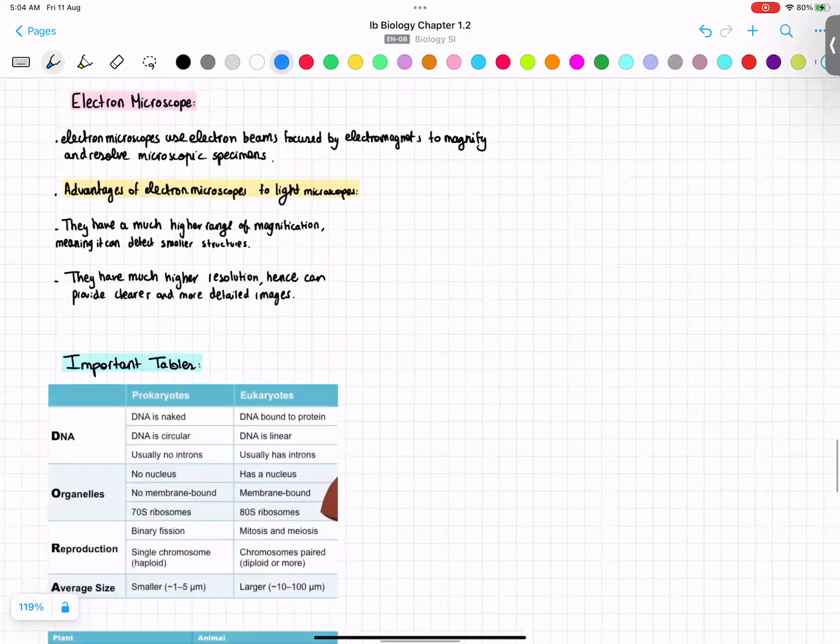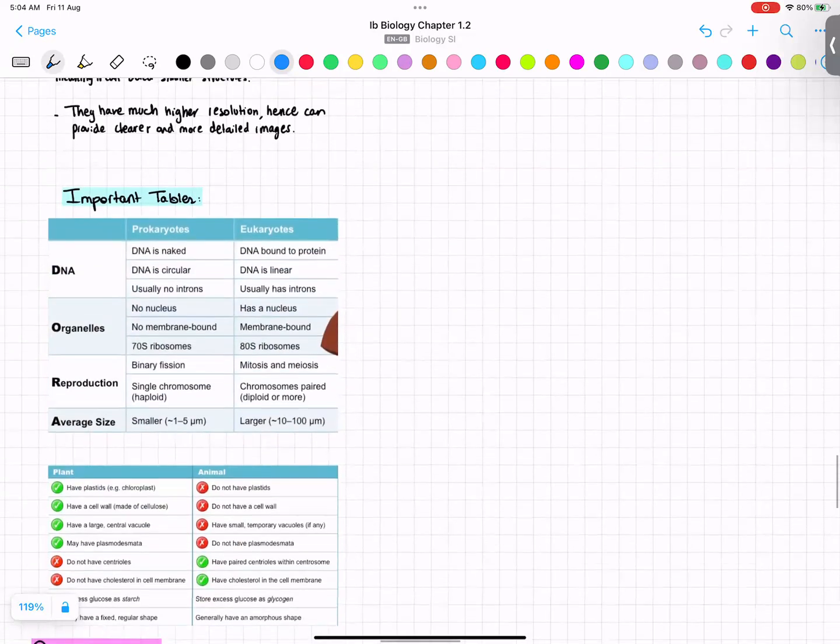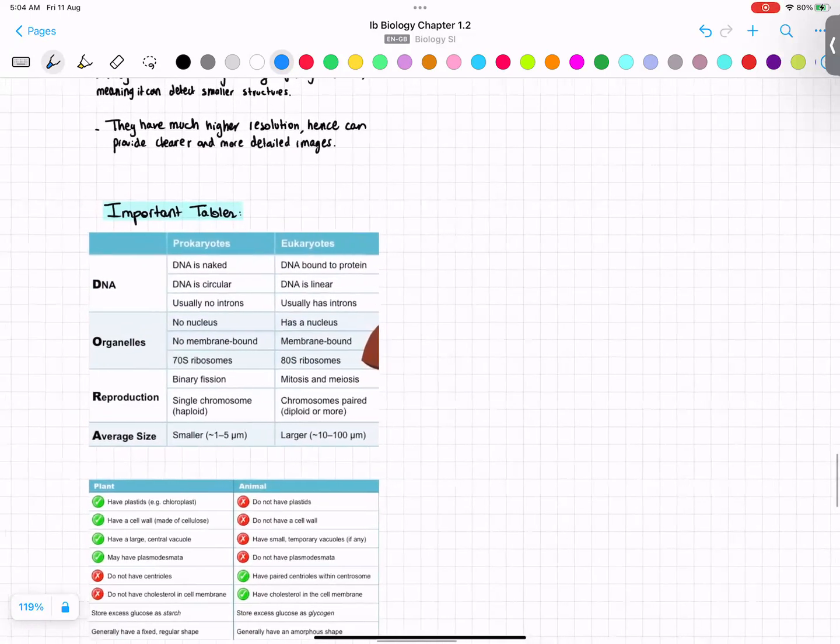Now, this is a quick revision for the important tables you should know. So you should know prokaryotes versus eukaryotes. Prokaryotes have naked DNA, like I previously mentioned, whereas eukaryotes have DNA that's bound to proteins. Again, these are both from the source Bar Ninja. The prokaryotes' DNA is circular, whereas the eukaryotes' DNA is linear. The DNA usually has no introns in prokaryotes, but in eukaryotes it has introns.